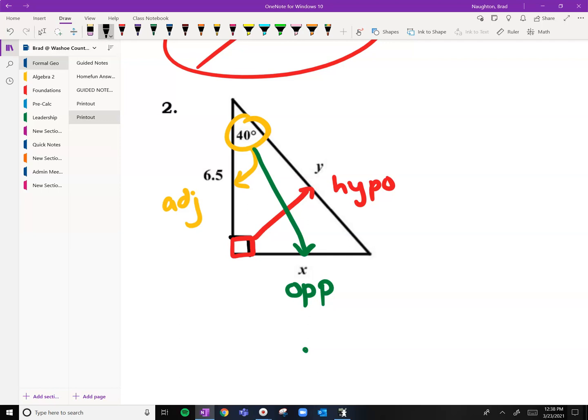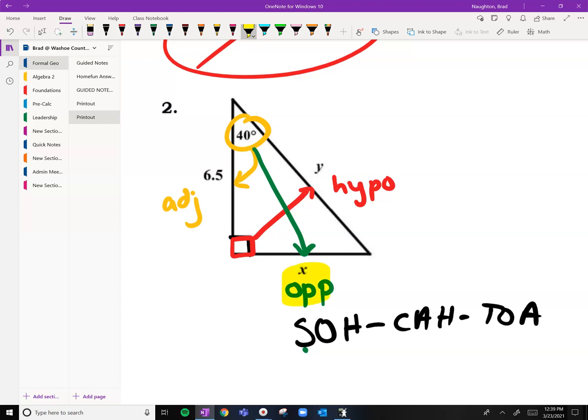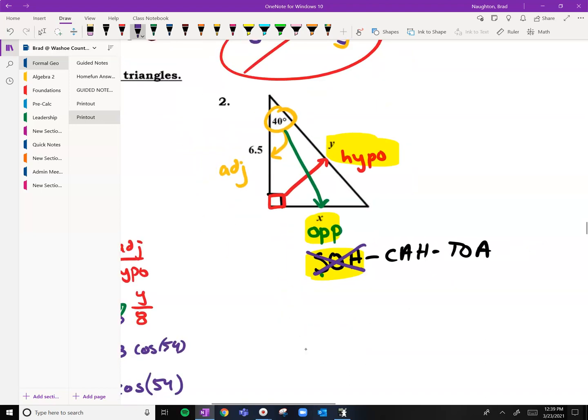But now we're back. So we're going to go ahead and do our lovely little deal here. Sine, cosine, and tangent. Let's find out which ones we can't use. So opposite and hypo have our x and our y. So that would go with sine. So we can't use sine. So we're going to use cosine, and we're going to use tangent here to find our other sides.